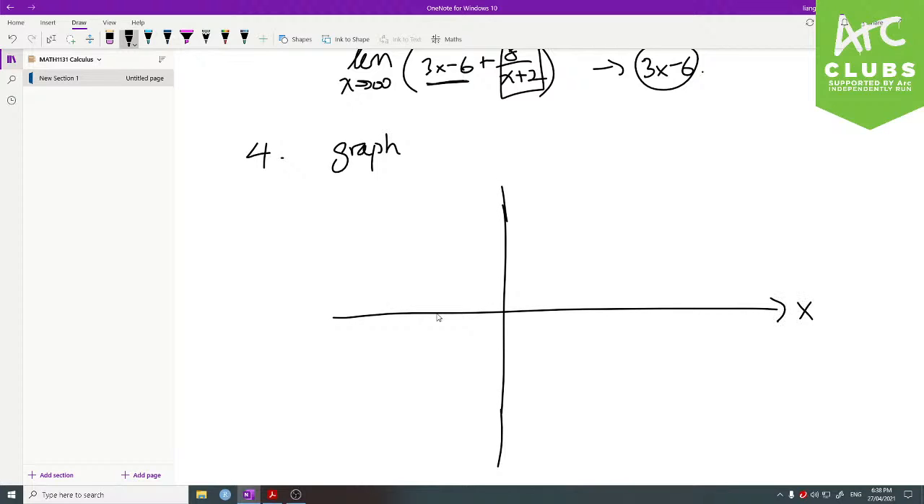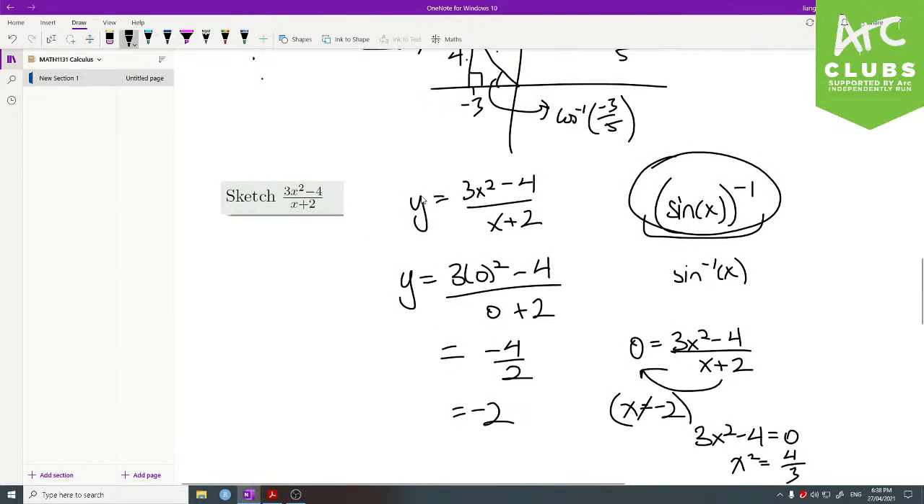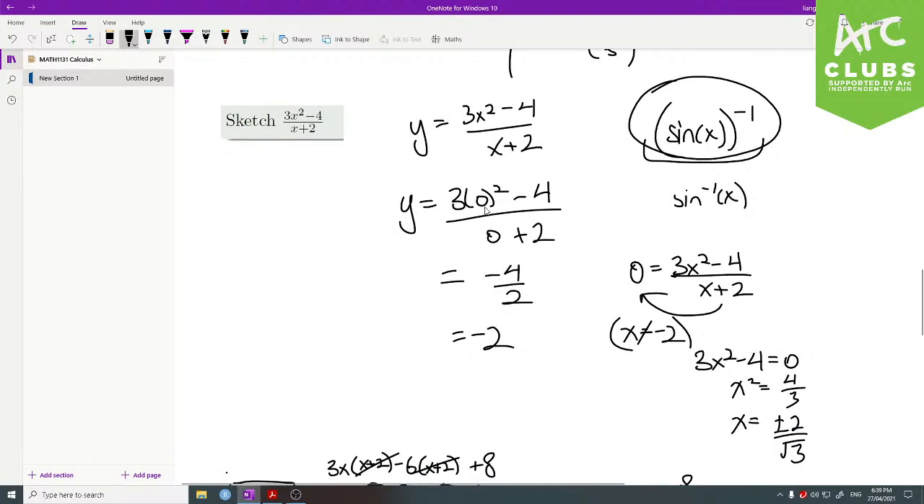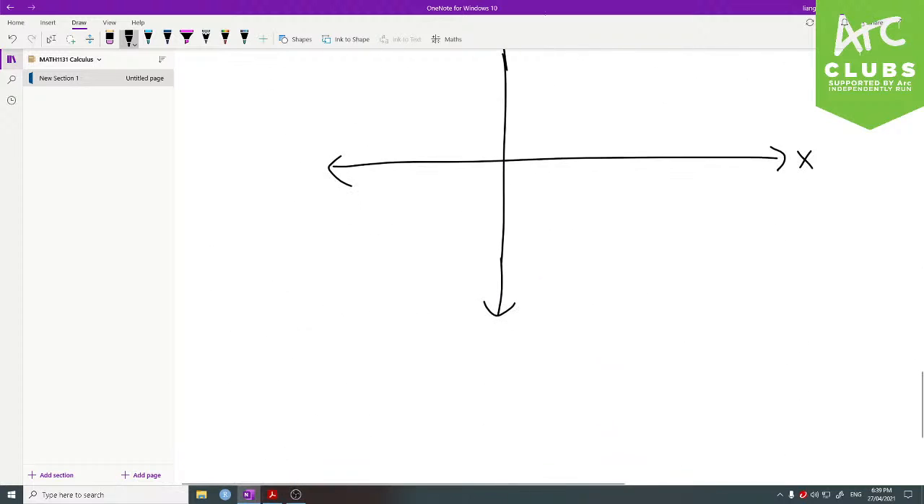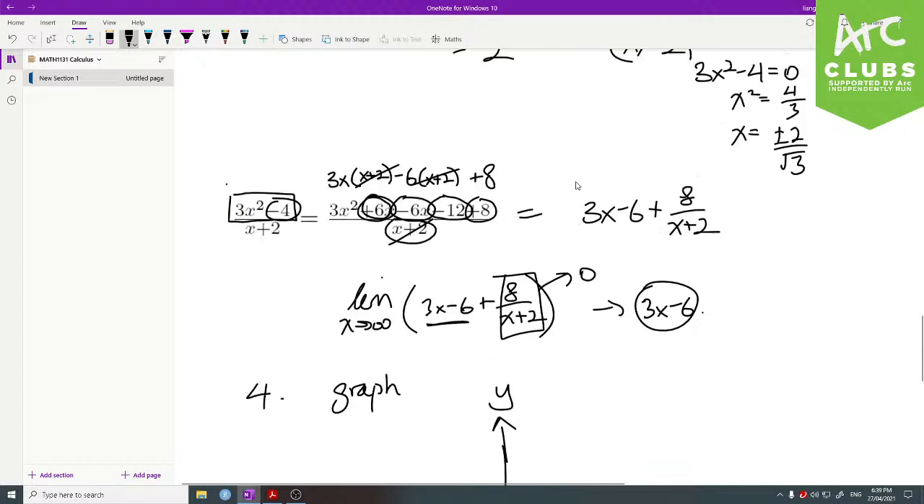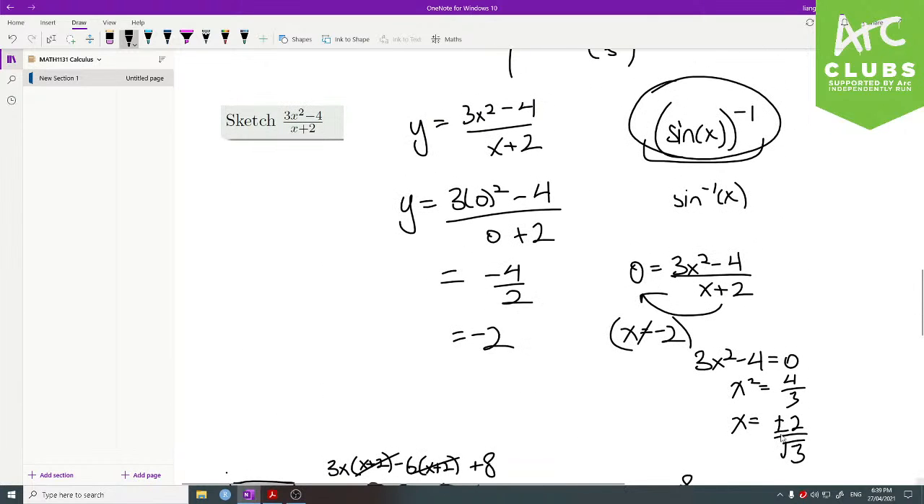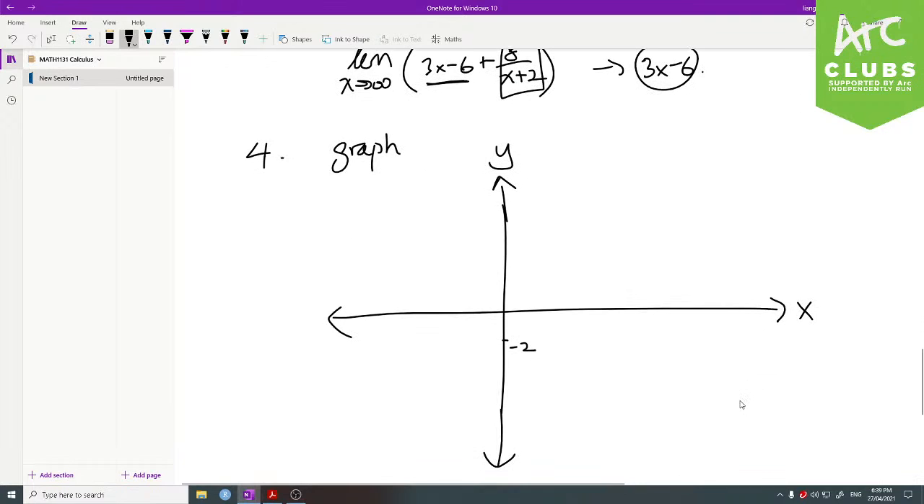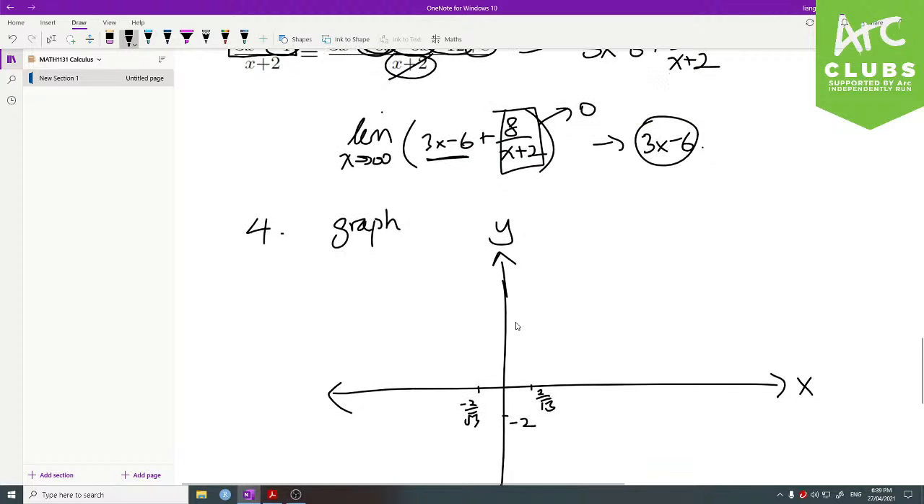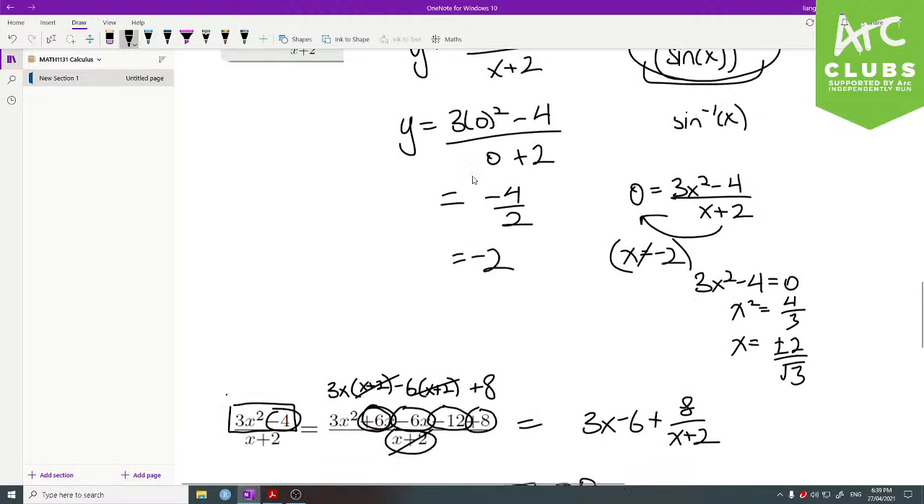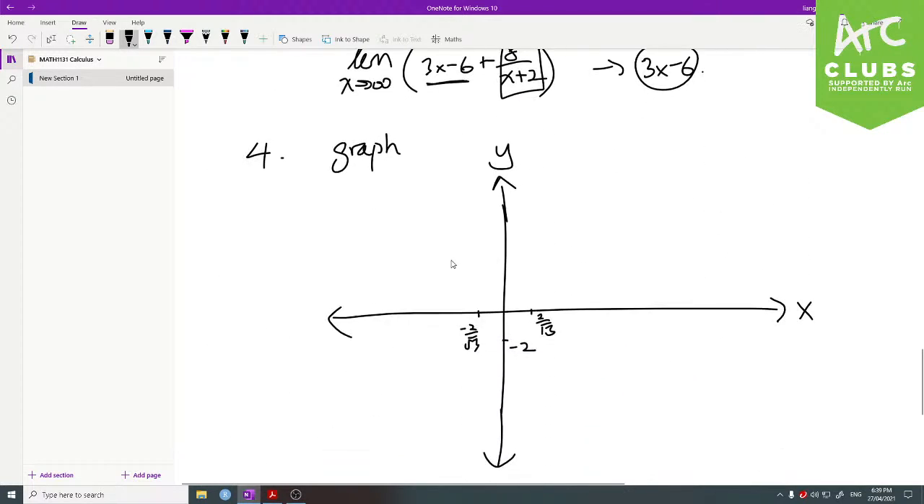We'd have the x-axis and y-axis. The intercepts: when x is 0, y is minus 2, so that may be here. When y is 0, x is plus or minus 2 over root 3, and 2 over root 3 is approximately 1.15, so it'd be maybe around here. I'll just put it there, 2 over root 3 and minus 2 over root 3. We also have a vertical asymptote at x equals minus 2, so we would have a vertical asymptote around here.